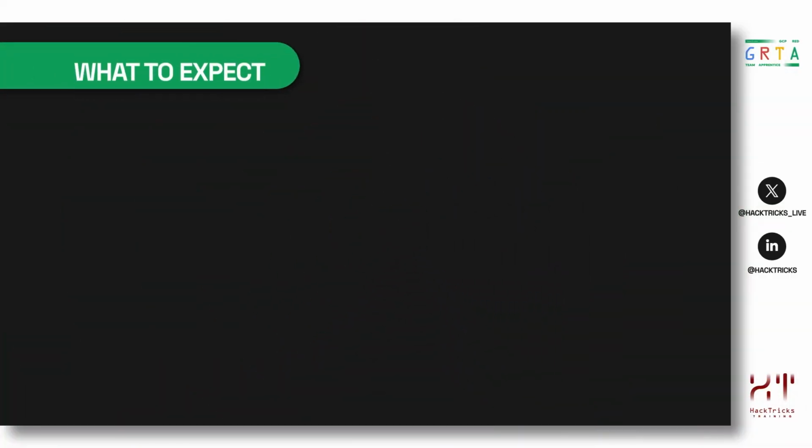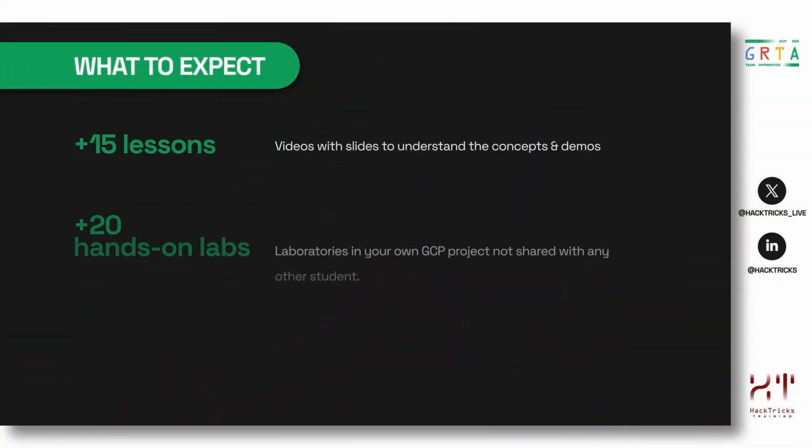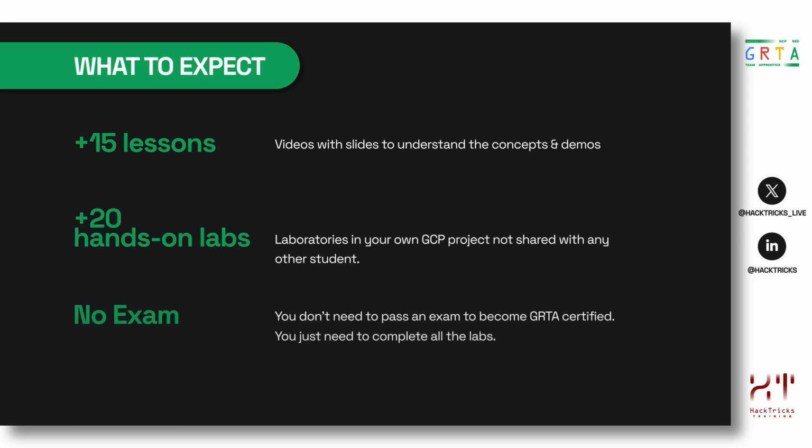So let's start talking about what to expect of the GRTA, GCP Red Team Apprentice certification. You're going to be having access to more than 15 lessons. Each lesson is going to be a video with some slides that will help you understand all the concepts and demos shown during the lesson. And of course, we are also going to be giving you some links that you can access in order to continue learning about the topic of the specific lesson.